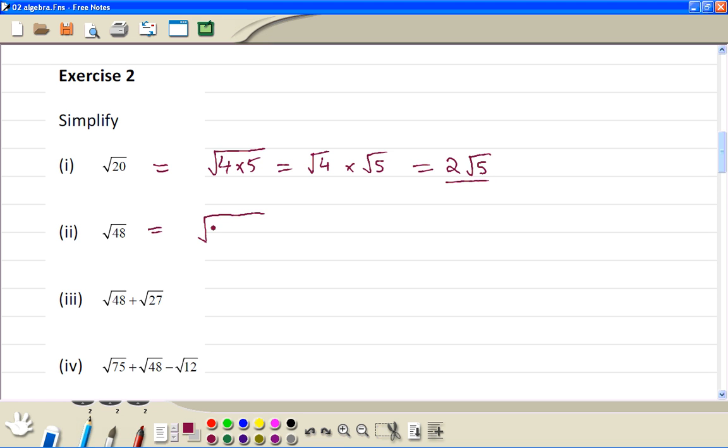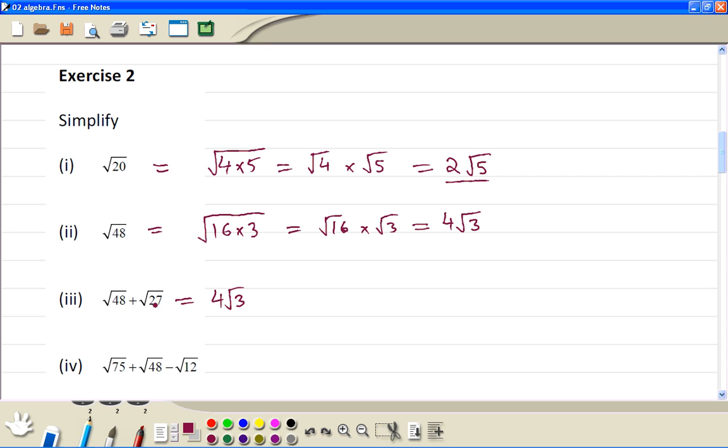48 is 16 times 3. 16 is a square number. Now we split into two parts. Square root of 16 is 4, then times root 3. Now we know the square root of 48, so the answer is 4 root 3.